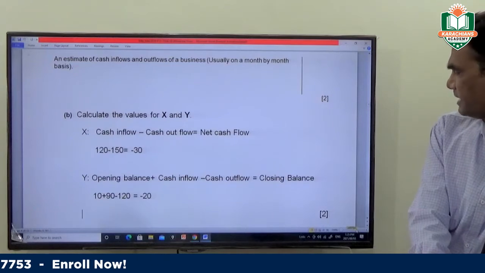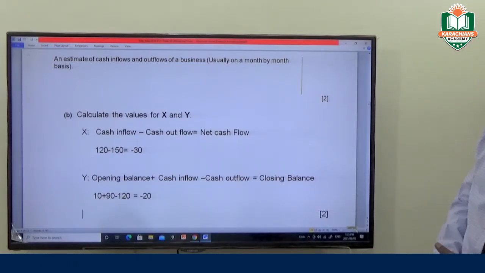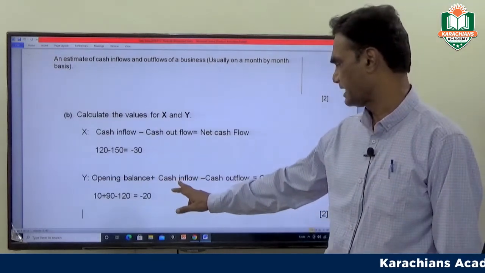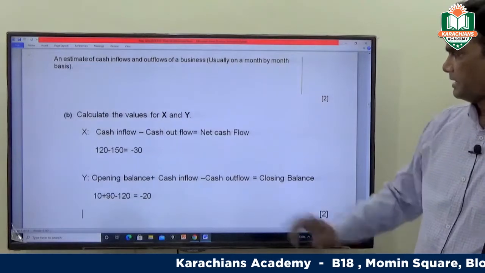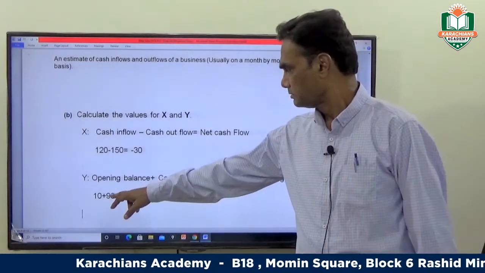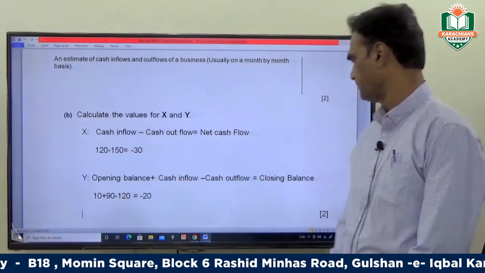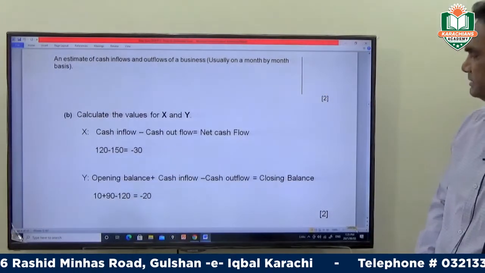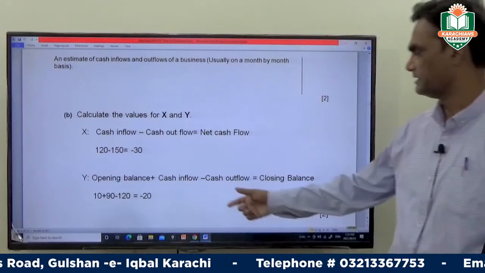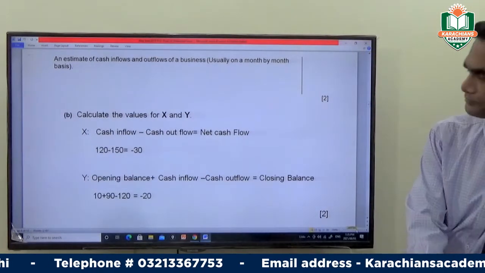Second is Y. Here we have to find out the closing balance. To calculate the closing balance, the formula is opening balance plus cash inflow minus cash outflow is equal to closing balance. In the question, opening balance is 10, cash inflow is 90 and cash outflow is 120. When we calculate all these figures, we find the figure minus 20. Minus 20 is the closing balance.